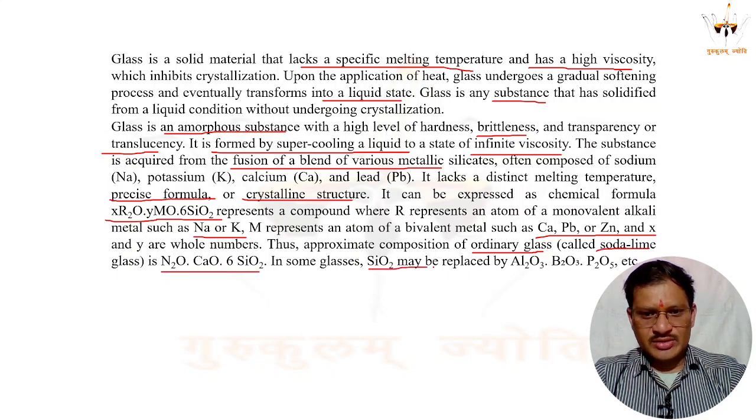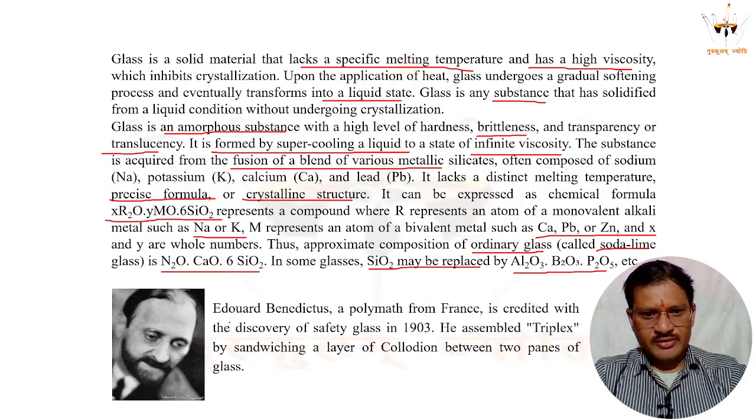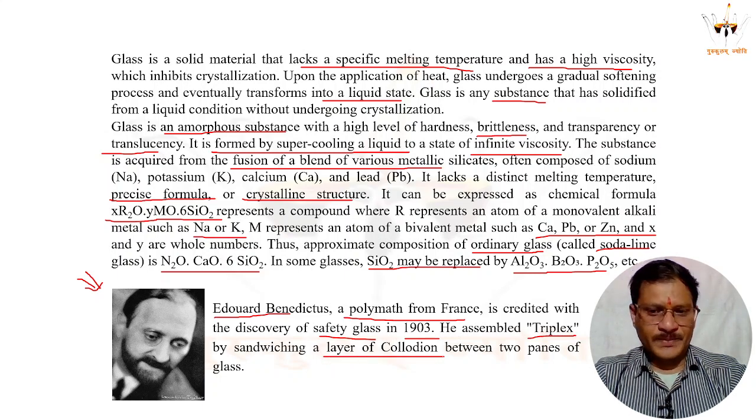In some glasses, SiO2 may be replaced by aluminum oxide, boron oxide, or phosphorus oxide: Al2O3, B2O3, and P2O5. We must know who is behind the glass preparation, and we know Edouard Benedictus, a polymath from France. He was credited with the discovery of safety glass in 1903. He assembled triplex by sandwiching a layer of collodion between two panes of glass.